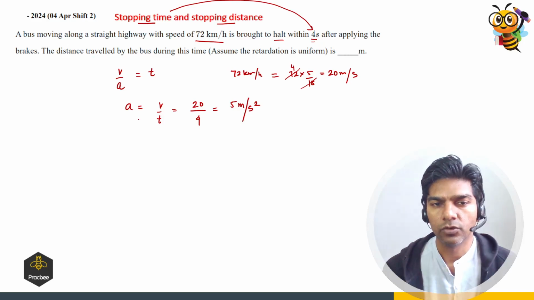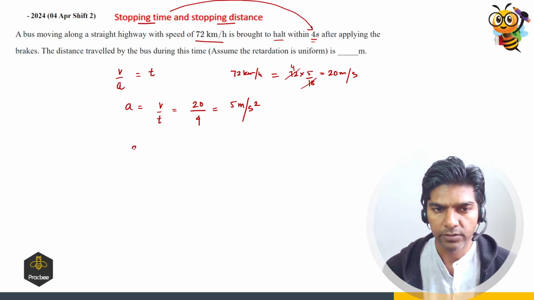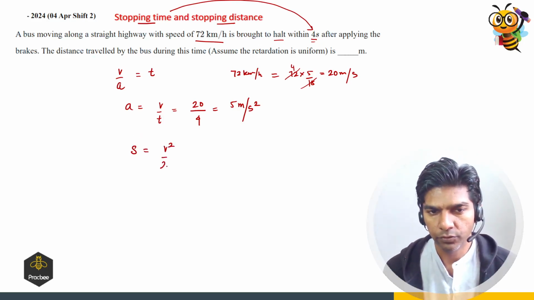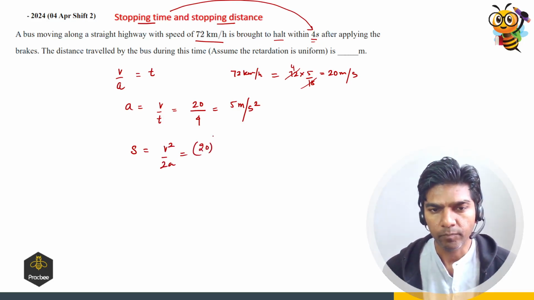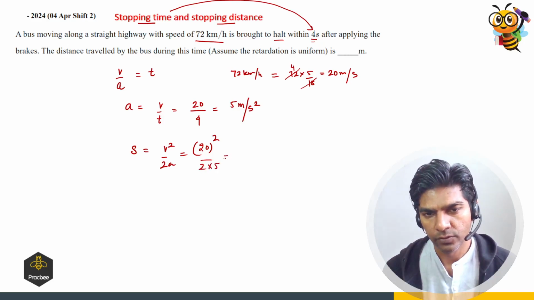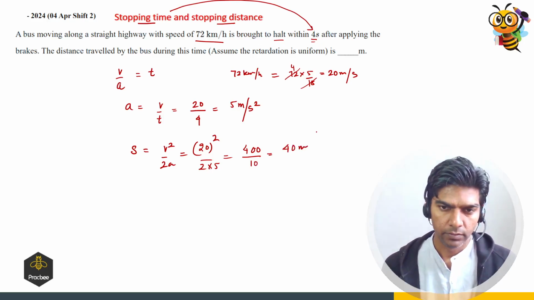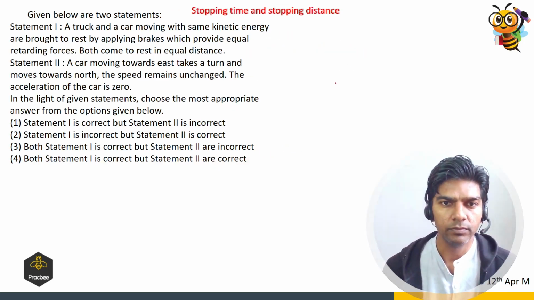Now we have to find the stopping distance. Stopping distance is v square by 2a. V is 20 and a is 5. So that will be 400 divided by 10, which is 40 meters. Right, so 40 is the answer of this question. Now let us see the next problem.